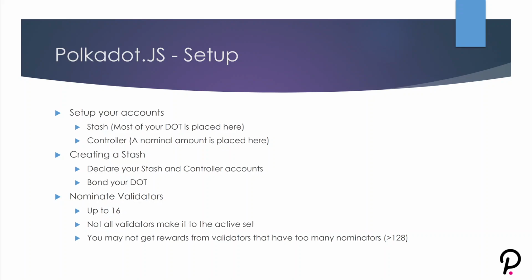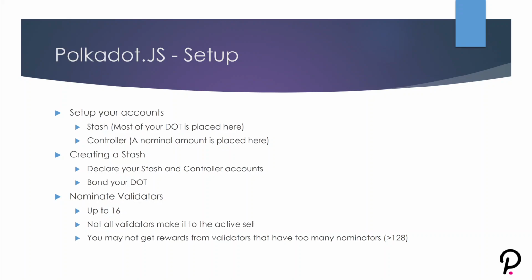So once you have set up your accounts, you have put most in your stash and a nominal amount in your controller, you go across to the network staking, and if you're using a Ledger, you create a stash, and in the stash you specify the accounts to be stash and controller. If you are using anything else to form your accounts, you can just do the plus nominator. So basically you will be able to specify what's your stash, what's your controller, what's your bond, where the rewards would go to, and whether it should be bonded again immediately.